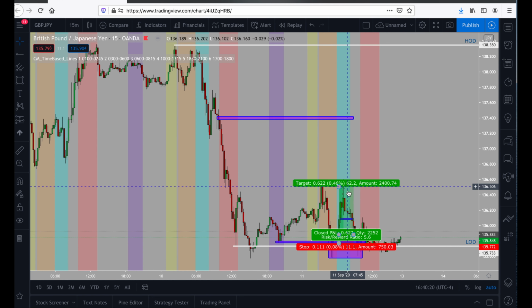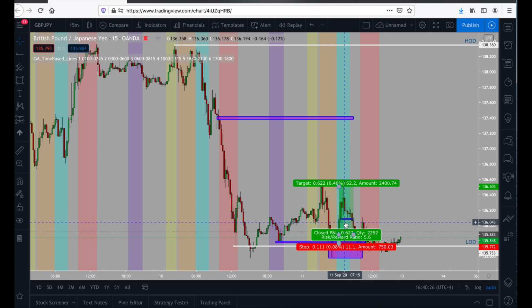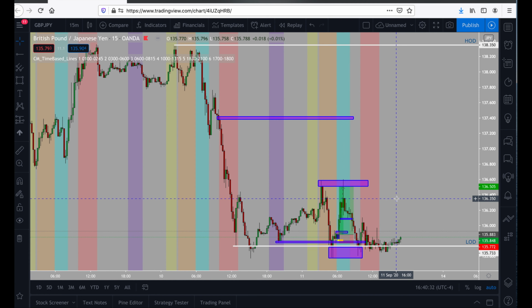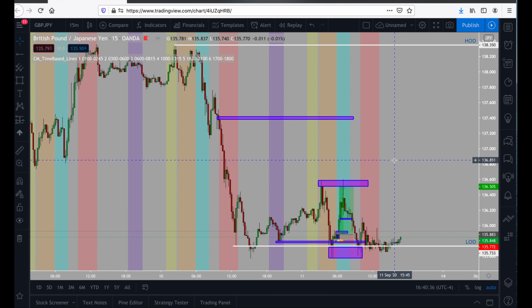So for about 62 pips, or let's say the risk reward ratio was 5.6. So like a 1 to 5, you risk 1 to make 5 pretty much. But anyway, let's get into how I did it.